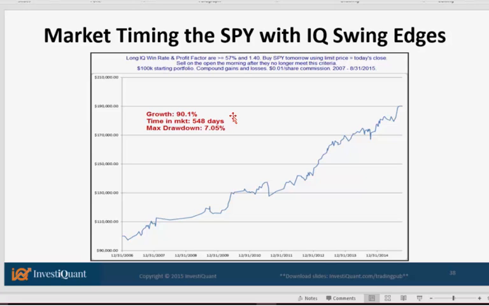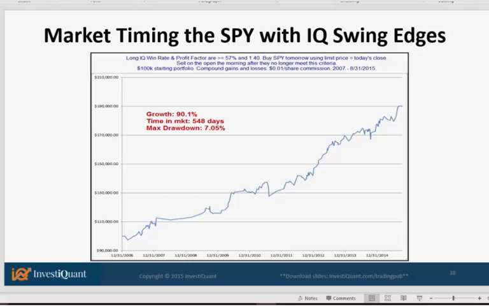As you can see, the curve would have been a lot nicer. The drawdown goes from 50% to only 7%. You're in the market about a sixth of the time, or a seventh of the time, somewhere between there. And instead of 44% growth, it would have doubled that. So twice the growth, a sixth of the market days, much less drawdown, simply by paying attention to historical numbers.